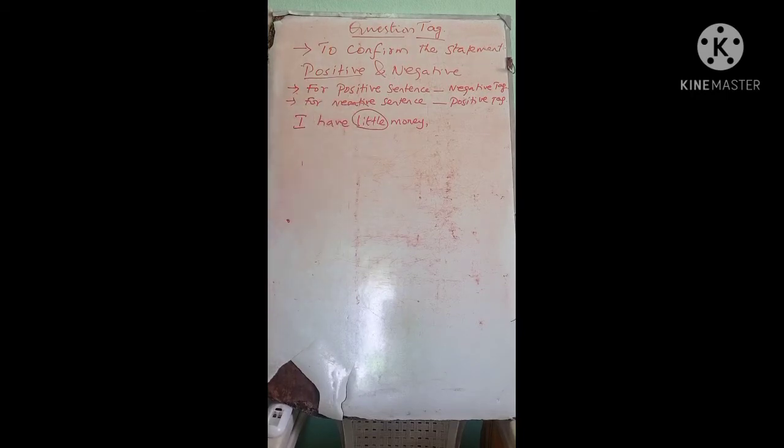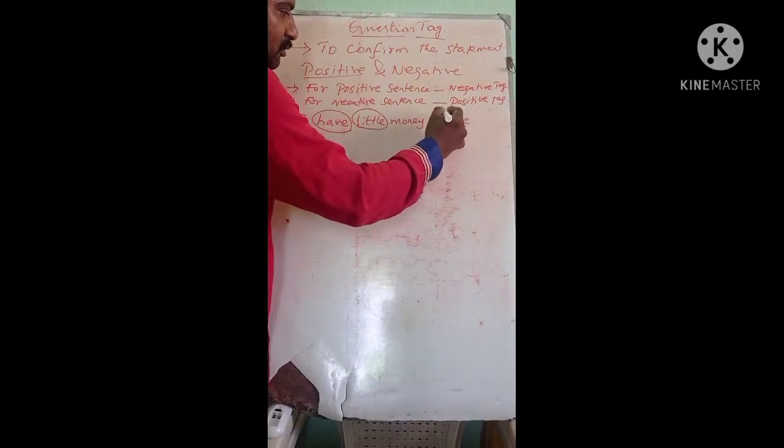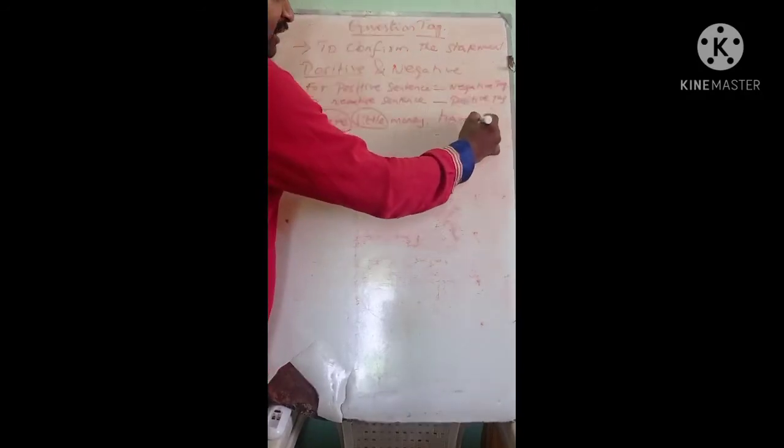Okay. Here you do not find a negative word, "not" or "no," directly, whereas the meaning itself is negative. So since the sentence is a negative sentence, we have to put a positive tag. What's an auxiliary? Have can be used as an auxiliary as well as a main verb. So we can write "have I." That's all.